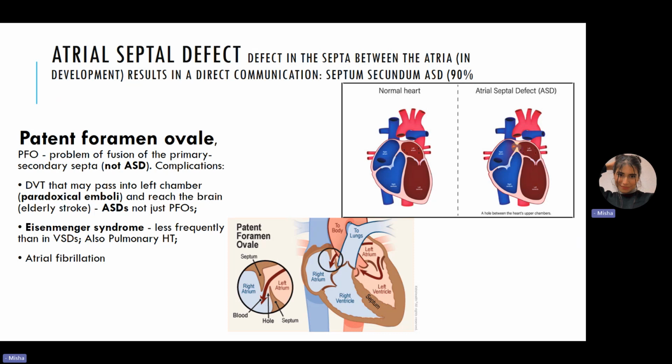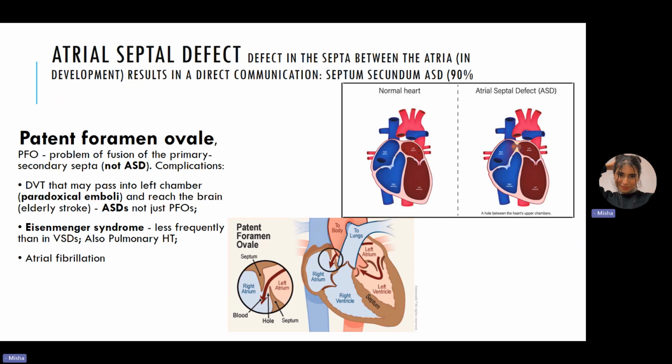septal defect. Now, do not confuse atrial septal defect with patent foramen ovale. Patent foramen ovale is a problem with the fusion of the primary secondary septa. It is not ASD. Now, the complication in this case would be if we have a DVT, for example, and it passes into the left chamber as a paradoxical emboli, basically, and it reaches the brain. Obviously, there's a risk of a stroke, right? And the same complication is also present in the case of atrial septal defect.